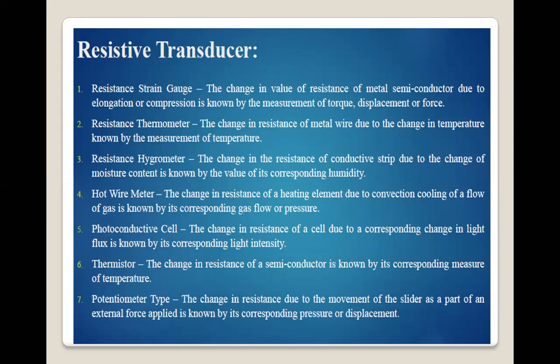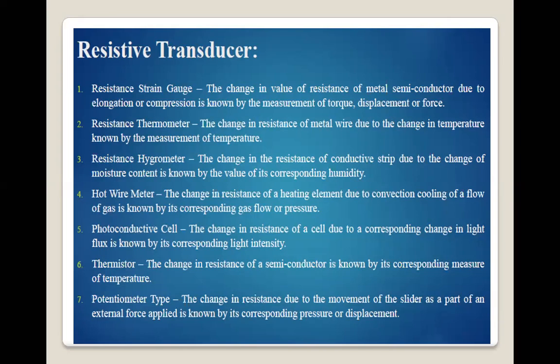Thermistor: the working principle of a thermistor is that the change in the resistance of a semiconductor is known by its corresponding measure of temperature. That means the change in temperature changes the resistance of the conductor, and they can be used for the measurement of temperature.